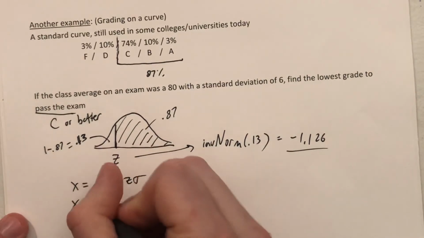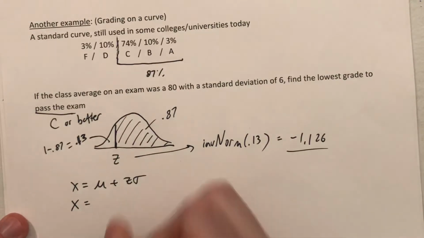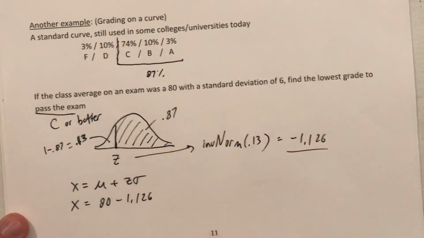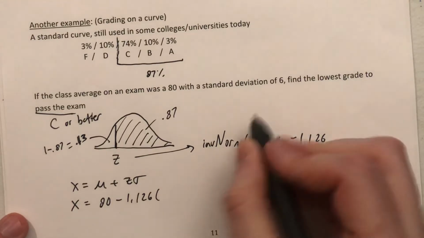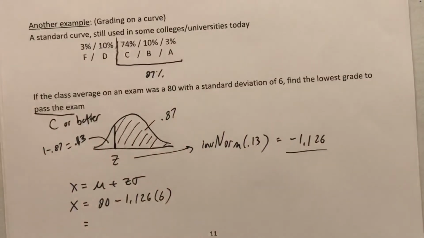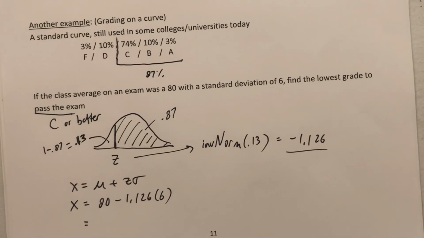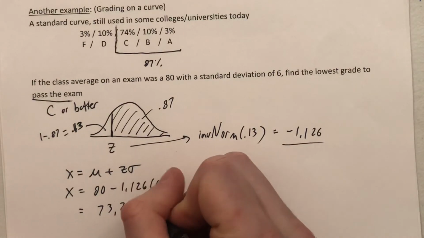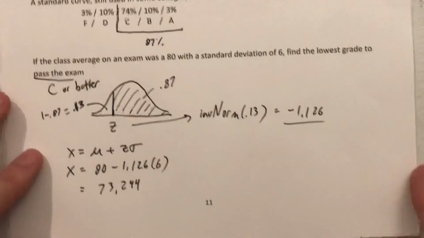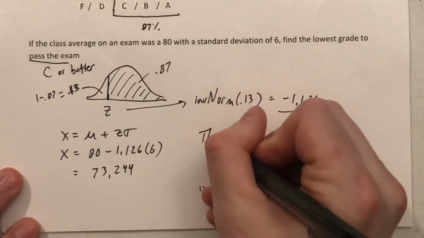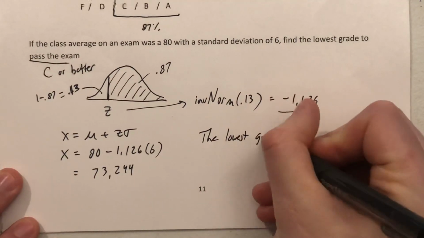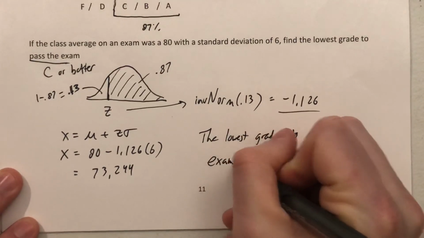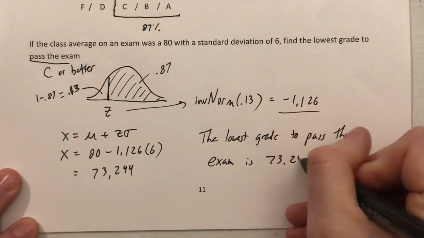And then we can throw that back into our formula to determine what the data value would be represented by that z-score. We said the mean was 80, the z-score is negative, so I'll put minus 1.126 times the standard deviation, which was size 6. And I'm getting 73.244. And so we would say, based on that, the lowest grade to pass the exam is a 73.24.